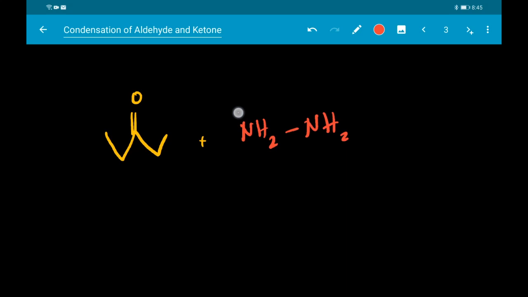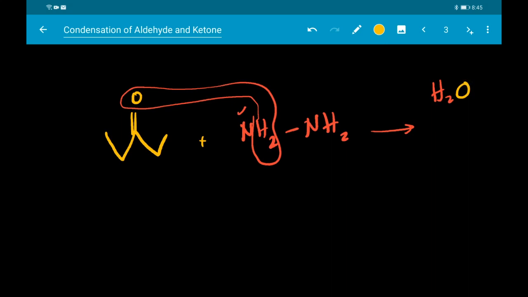Let's take a look at another example. This time around we're going to use ketone. We're going to use pentan-3-one as the carbonyl compound, and we're going to react it with a hydrazine compound. Hydrazine is NH2, NH2. Since both sides are the same, we're going to choose only one side. Let's use the first NH2 as the reaction side. So what's going to happen is the H2 will react with the oxygen to produce water.